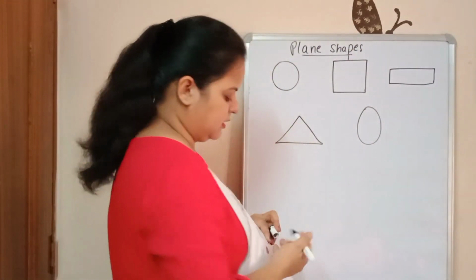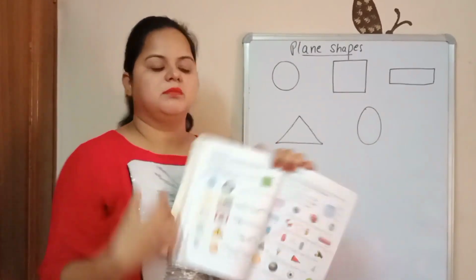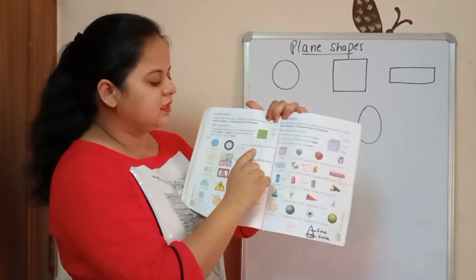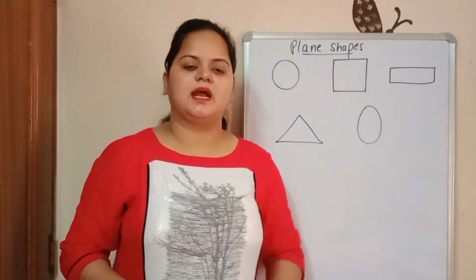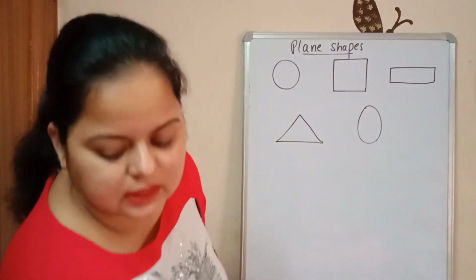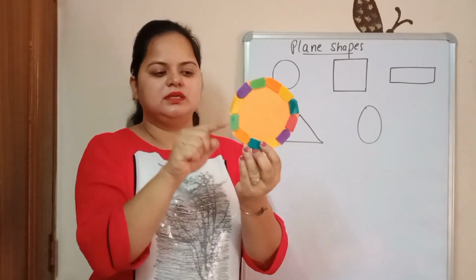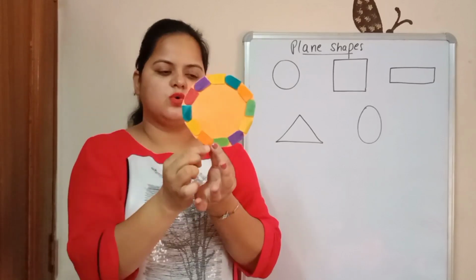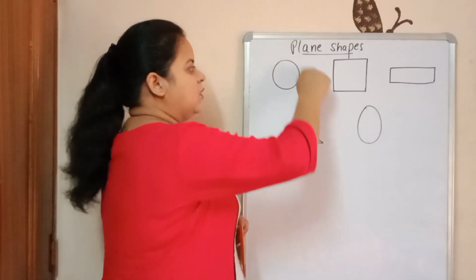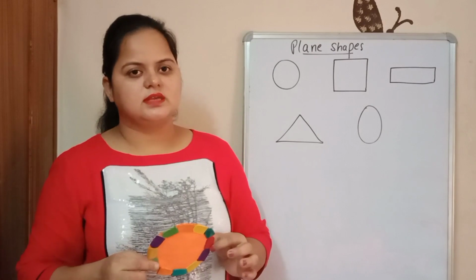Now, have a look at page number 46. Circle. A circle is round and has no side and no corner. So, see here I have a circle. You can see, a circle has no side, no corner. It is round in shape. Yes, you can see this is round in shape and has no corner and no sides.